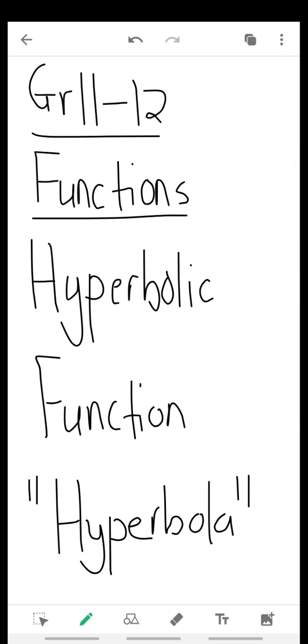Welcome grade 11 and grade 12 to this lesson, which is on functions. Basically, we are going to look into the hyperbolic function.